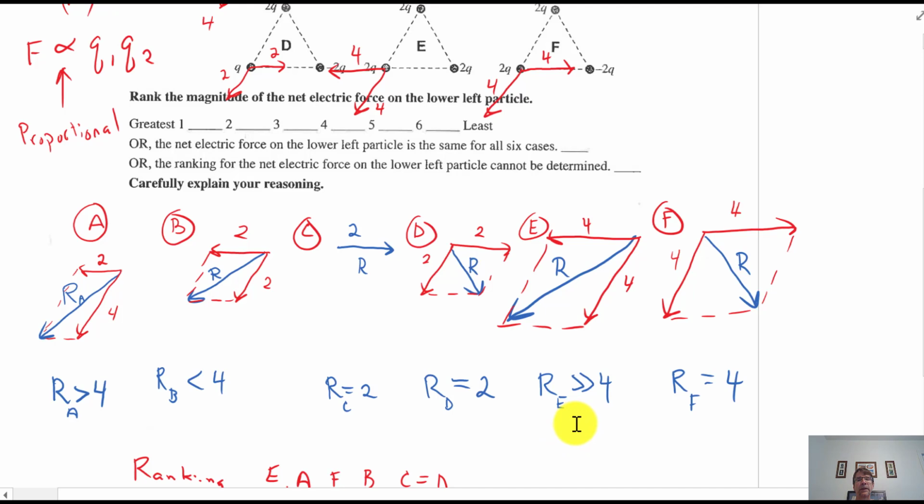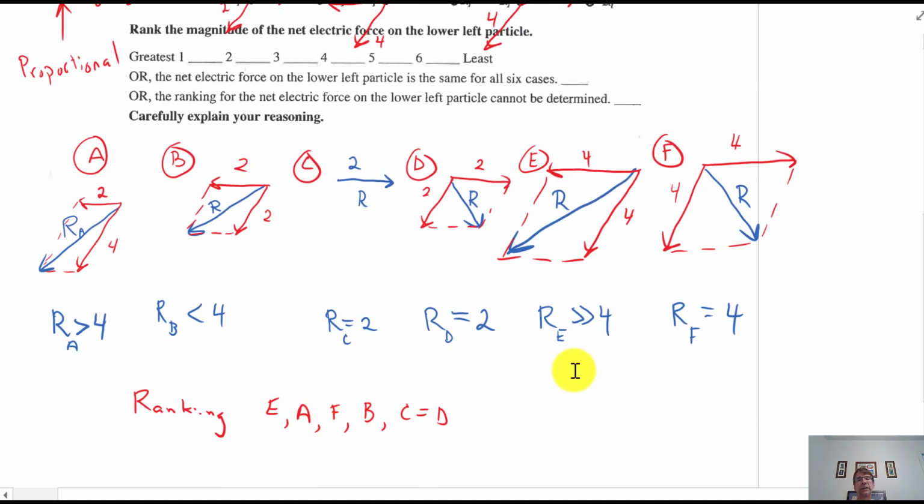In E, I have R is much greater than 4. Much, much greater. I'm just trying to make the argument that if I'm comparing E to A, the answer for E is going to be more than the answer to A, because we have the same angles involved, but we have one force that's bigger. The 4 on the top is bigger than the 2, so the net result R here has to be bigger than the one in A. That's the important thing there. And F is like D. It's equilateral triangles. If you look at the angles there, that diagonal has a magnitude of 4 units, 4 newtons.